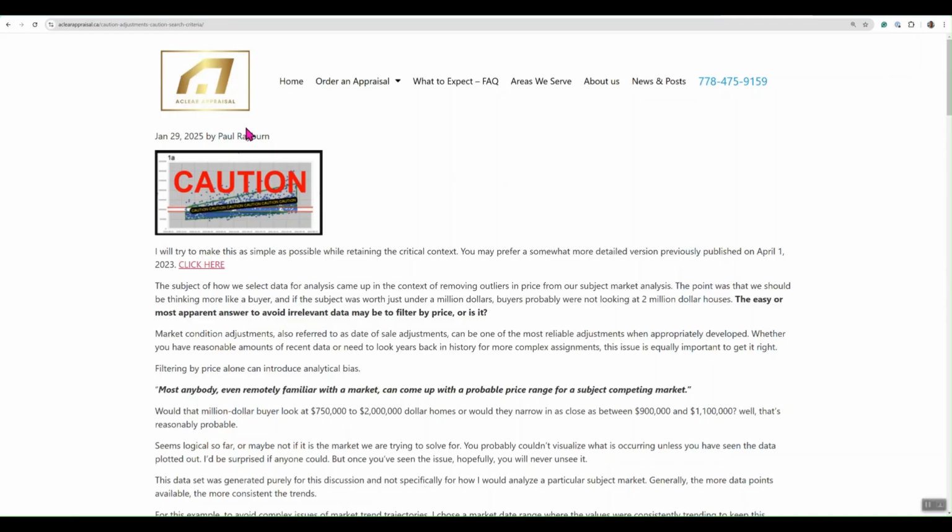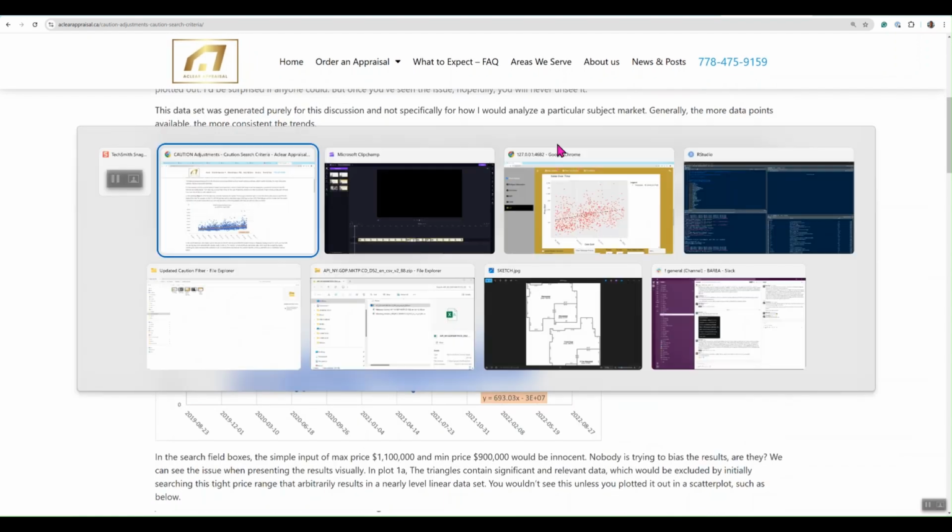I posted last week about a caution on filtering by price, and so here was sort of the intro to that post. I know that most people got it, but there were a few skeptics, and I'd like to do a better job explaining it. I promised I would provide an update, so that's what I'm going to do in this upcoming segment.